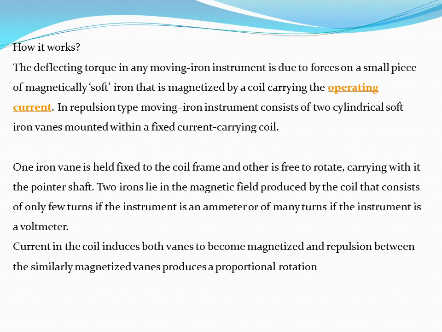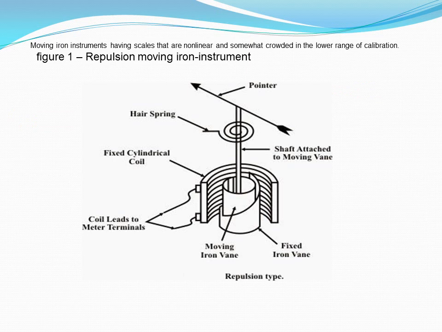the pointer shaft. The two irons lie in the magnetic field produced by the coil, which consists of only a few turns if the instrument is an ammeter, or of many turns if the instrument is a voltmeter. Current in the coil induces both vanes to become magnetized, and repulsion between the similarly magnetized vanes produces a proportional rotation. So in this way the moving iron instrument works. This is the construction of the repulsion type moving iron instrument.